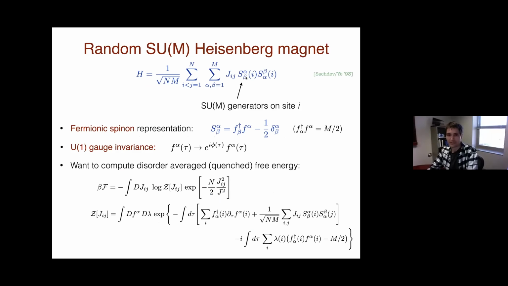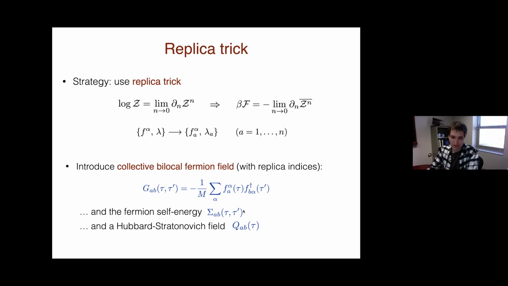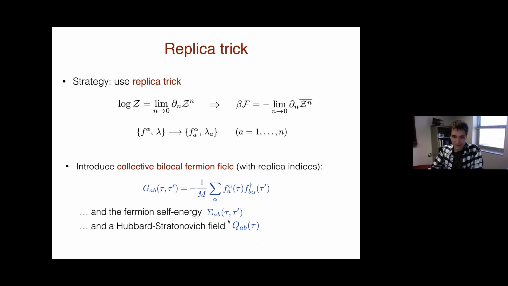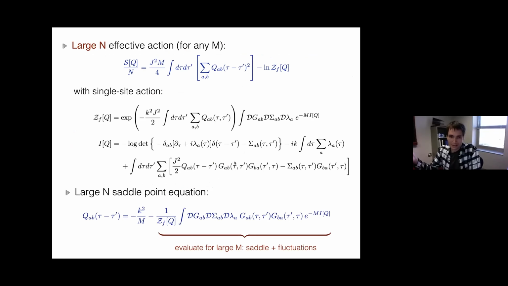If we write the Hamiltonian, it is quadratic in S, but if we write these S in this fermionic representation, then it's going to be quartic in f. Okay, similar to the SYK case. And to decouple these quartic interactions, we're going to introduce a Hubbard-Stratonovich field, Q. After you do that, you introduce in the path integral for Z to the n these three fields. Then you can integrate out both the disorder, the couplings J_ij, and the fermions f. And after you do that, you get a path integral that only depends on G, Q and sigma. Well, and the Lagrange multiplier.